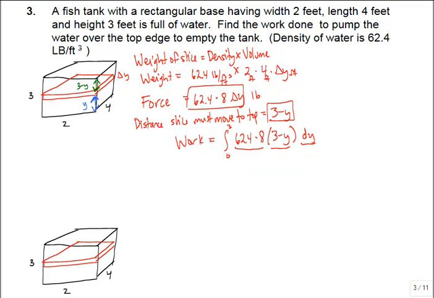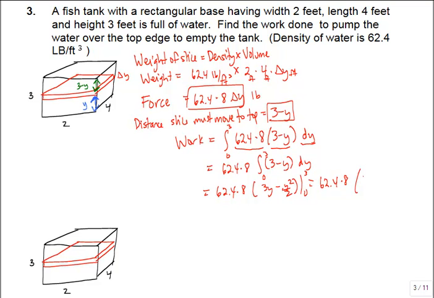Now to actually calculate this, if you want, you can pull that density out. You could even pull the 8 out if you want. So all we're really integrating is that 3 minus y, and that comes to 3y minus y squared over 2. And when I plug in my bounds, 3 times 3 is 9, 3 squared over 2 is 9 halves, and when I plug in 0, both of those go to 0.